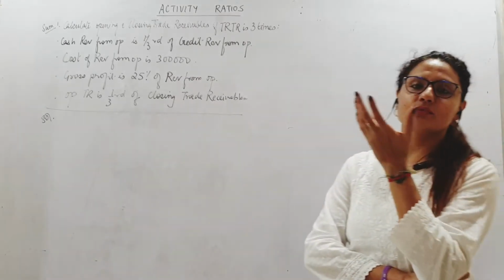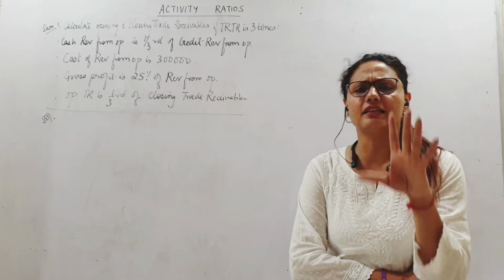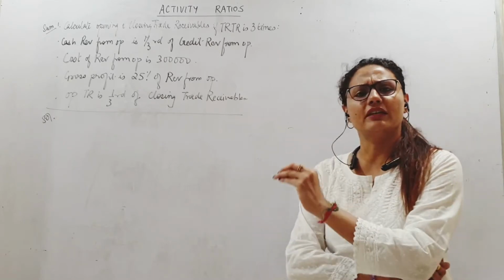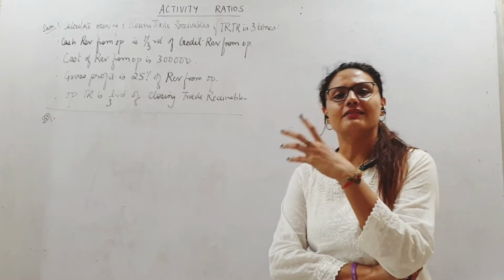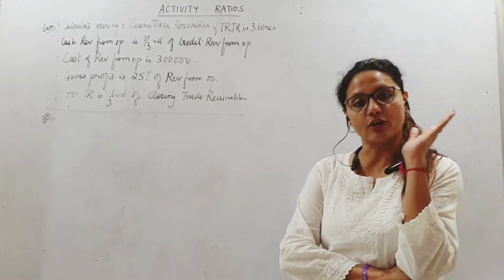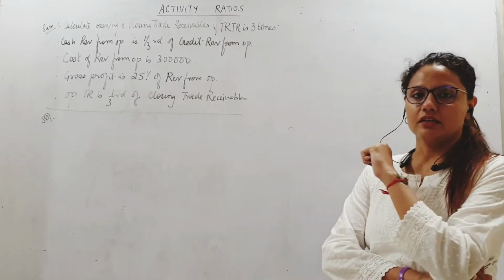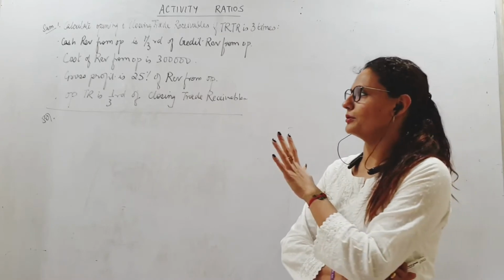Now this is one typical type of sum, in which you need to clearly understand the relationship between cash and credit revenue from operation, and the relationship between sales and cost of goods sold. You have this concept from your class 11 also. In the final accounts you have done that, right? We'll brush it up, don't worry.